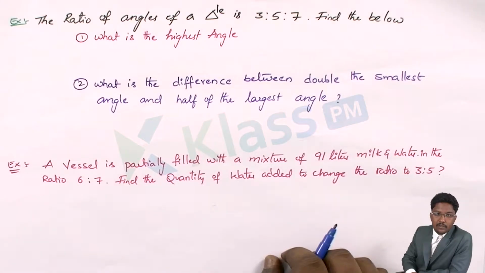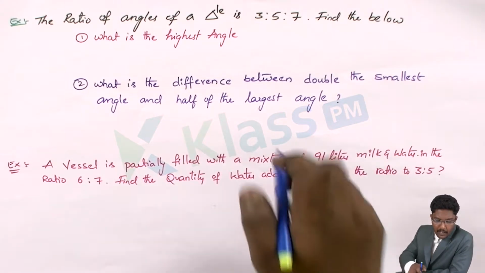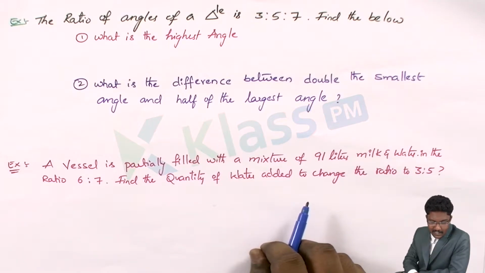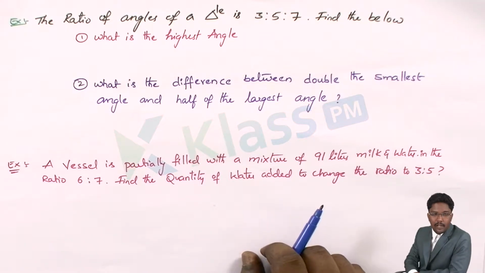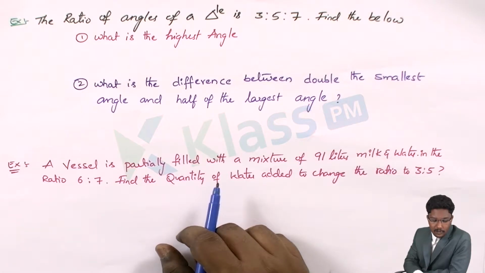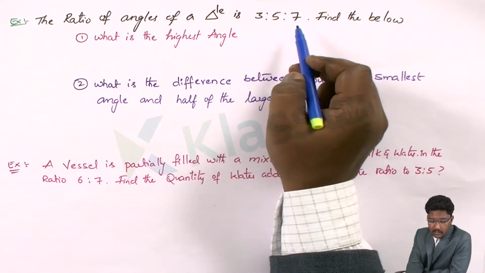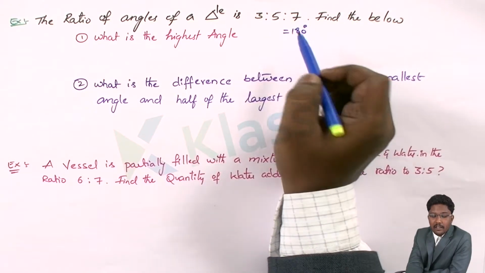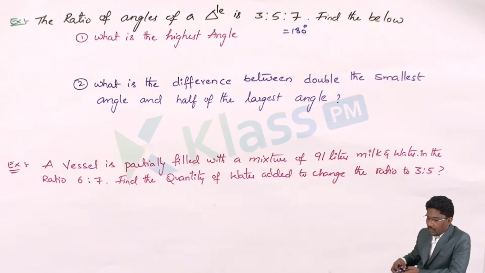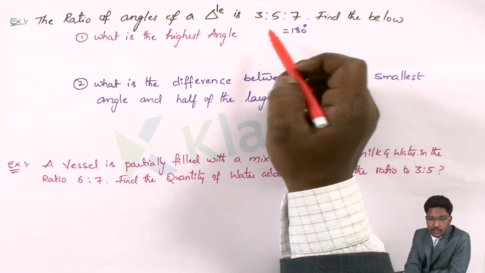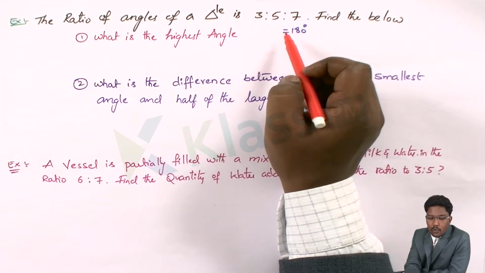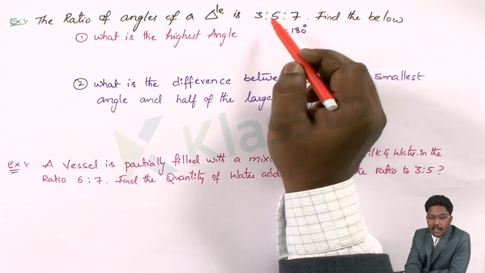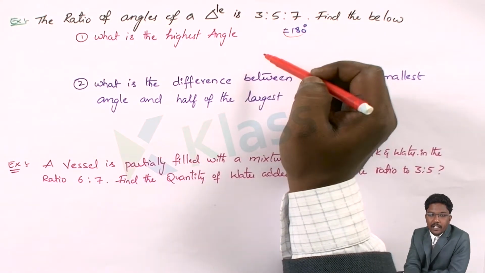So ratio and proportion and percentages are the basic concepts you should learn to solve all arithmetic questions. The ratio of the angles of a triangle is 3:5:7. Find the largest angle. What is the total of the angles of a triangle? All three angles of a triangle add up to 180 degrees. Here we have 3:5:7, three angles. In any triangle, if you add all three angles, it should equal 180 degrees.